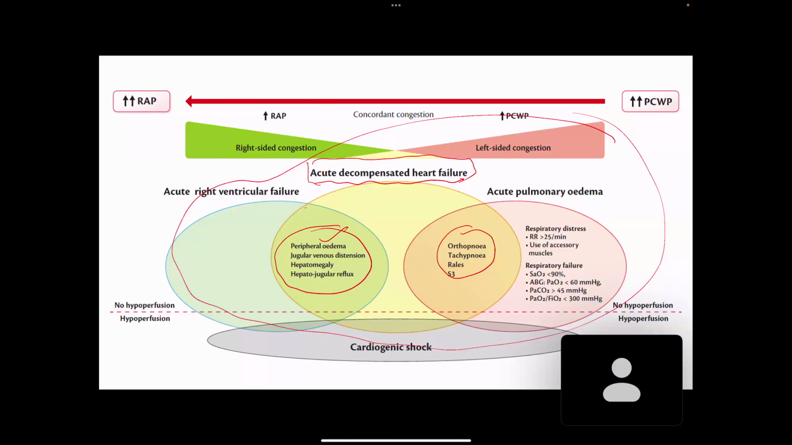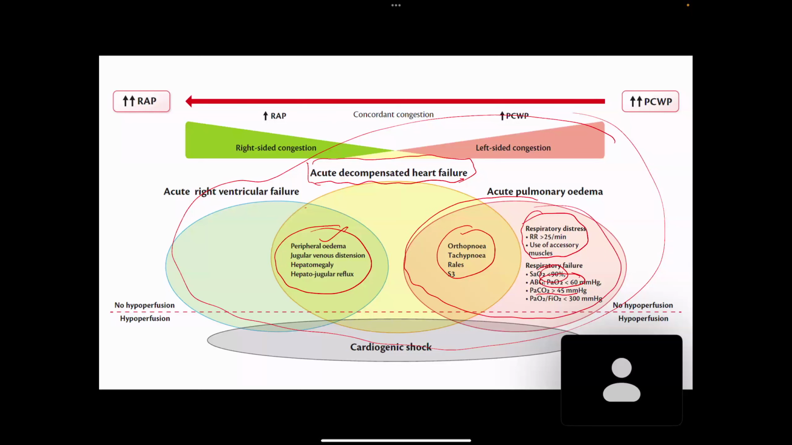So acute pulmonary edema patients will have an increased respiratory rate and use of accessory muscles for respiration. They will have hypoxia. If you do the ABG, his partial pressure of oxygen will be less than 60. His PaCO2 will be more than 45. And the PaO2 by FiO2 ratio will be less than 300. So these patients can also have some features of LV failure.